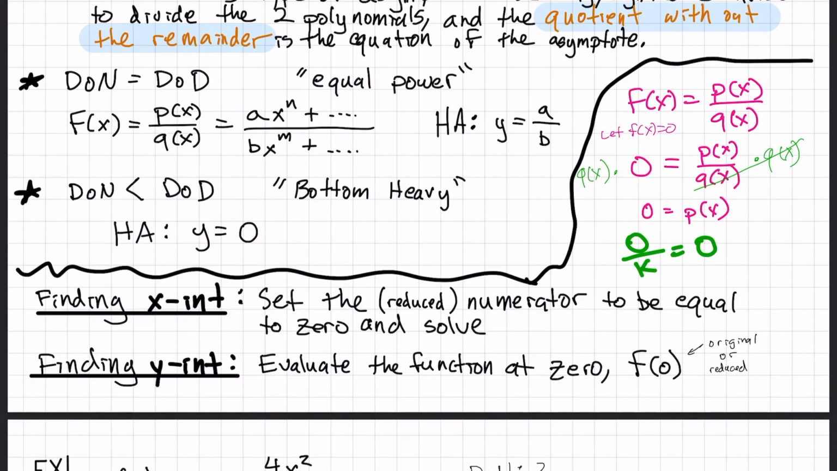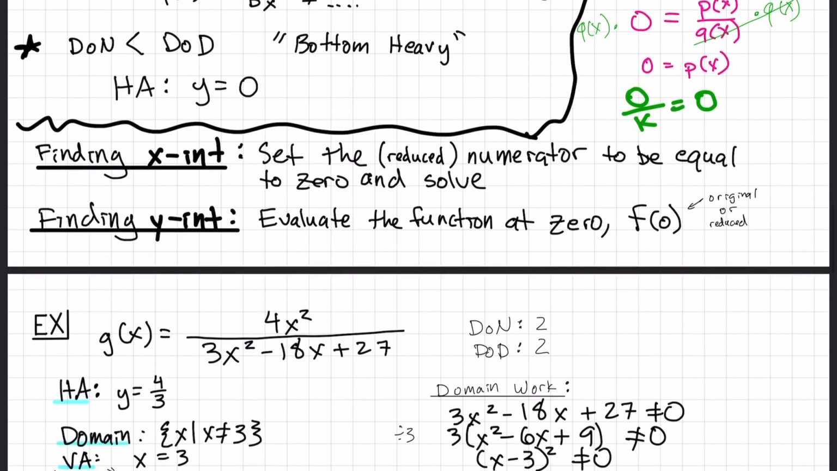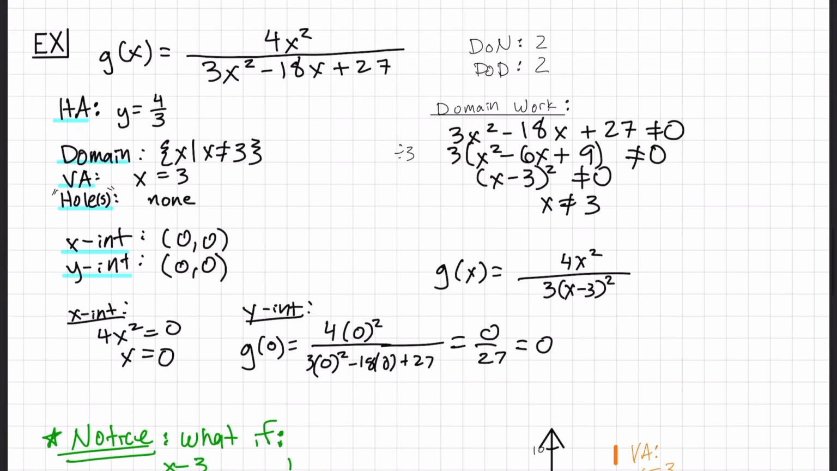And then how do you find the y-intercept? Just like we've been finding y-intercepts all year long. Plug in 0 into the function. So make x be 0 and solve. You may plug this into the original or into the reduced. In my opinion, it'd be easier to put into the reduced, most likely. All right. So we have a few examples that we're going to walk through.